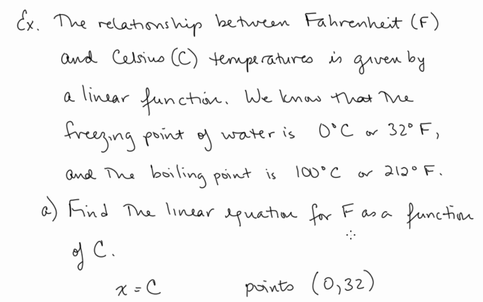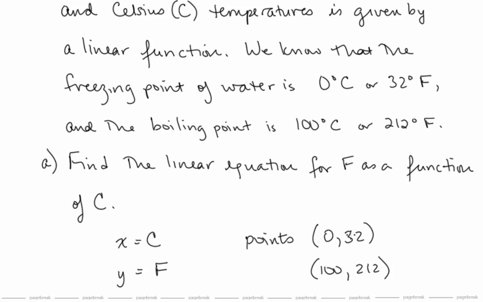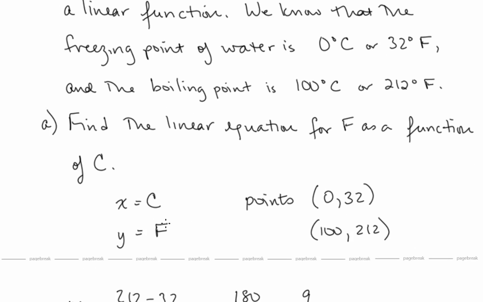Normally we see y as a function of x. So just to get organized, I'm going to write down x is equal to c and y is equal to f, and that's going to help me organize my data. The points that were given here are 0, 32, and 100, 212. Again, we're using our Celsius temperatures as the x values and our Fahrenheit temperatures as the y values.